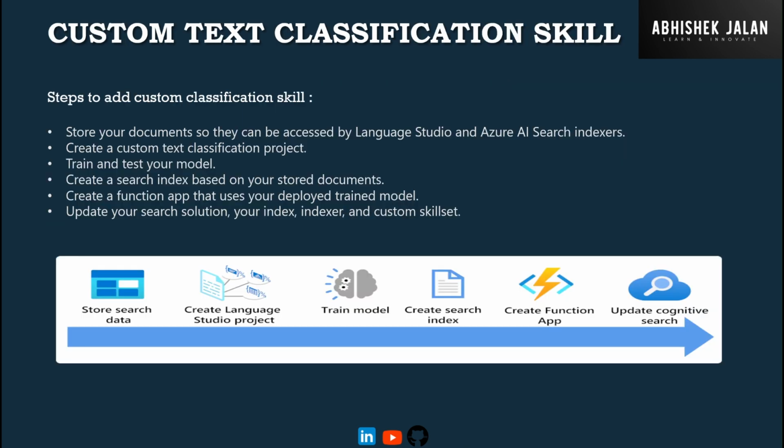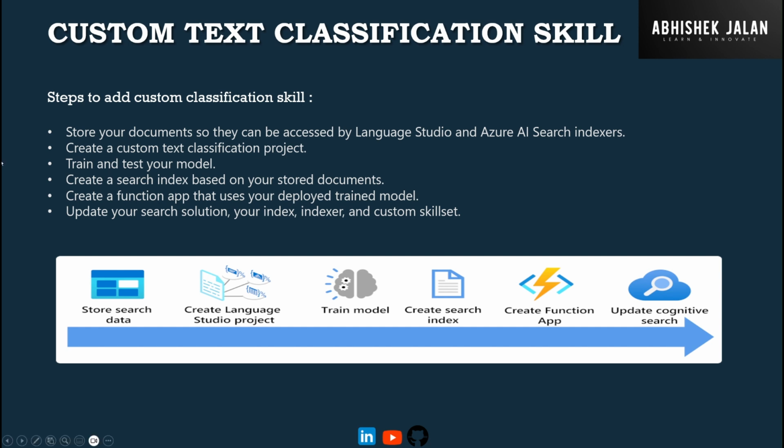Let's quickly go through the workflow of a custom text classification skill. This is one of the types of custom skill; there can be multiple skills. It starts with creating a data store in which you will store the documents that need to be searched. For example, you can have an Azure Blob storage containing the brochures of multiple hotels in your country, so that those brochures can be searched depending on the required search criteria.